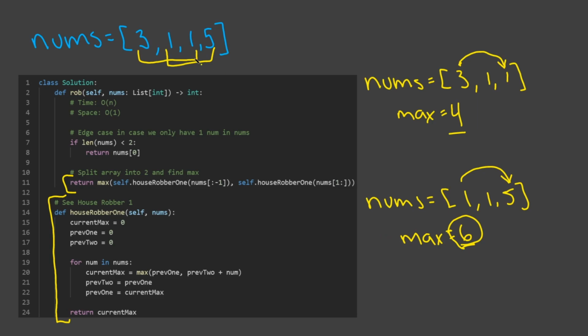So the difference here would be that in House Robber 1, the best route would have been starting from 3 and going all the way to 5. But since we can't do that here, this is how we solve it.